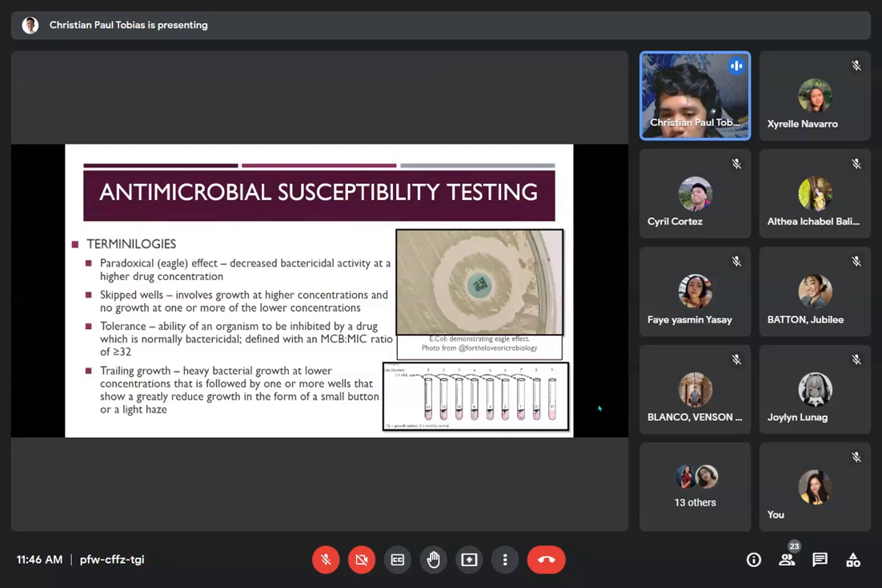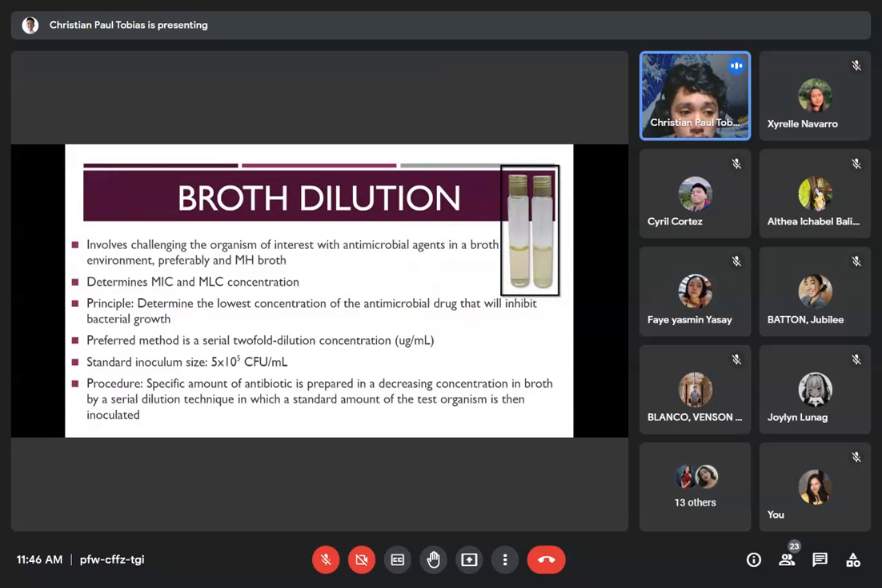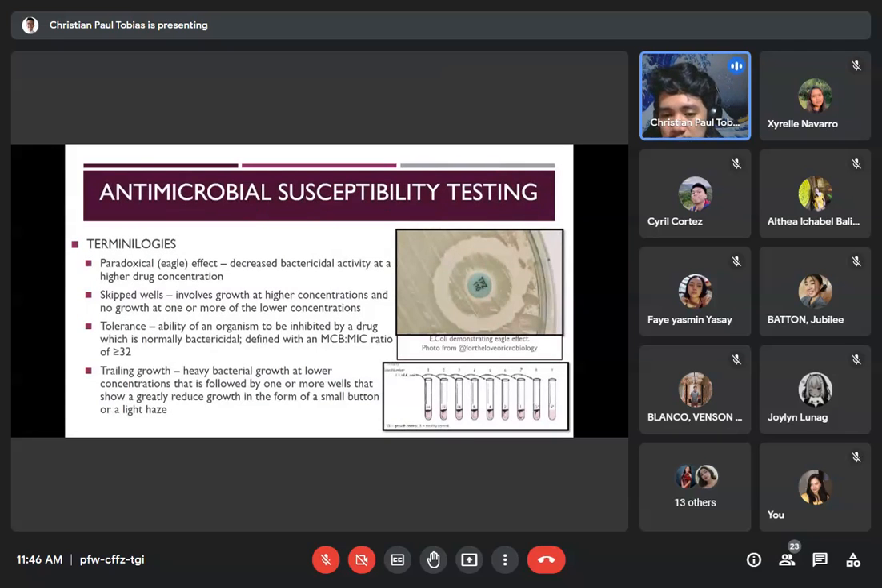Okay, then transfer, transfer, transfer, transfer. So, before you transfer, there is distilled water here for diluting your antibiotic. Okay? So, that's your serial dilution. Standard inoculum, 5 times 10 raised to 5 CFU per ml. So, procedure: a specific amount of antibiotic is prepared in decreasing concentration in broth by serial dilution technique. As we mentioned, this one has a high initial concentration of 64, right? Performing dilution, so transfer. Before you transfer, mix it well first.